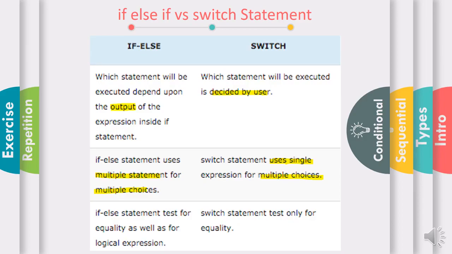The if else if statement tests for equality as well as for logical expressions. For example, x is less than y, x is equal to y, or x is greater than y and y is greater than z. These are examples of equality and logical expressions, but switch statements test only for equality. It checks whether the user's choice is equal to some case. If it is equal to some case, then that case will be executed and the rest of the cases will be skipped.